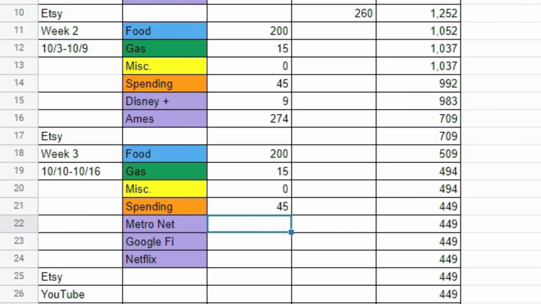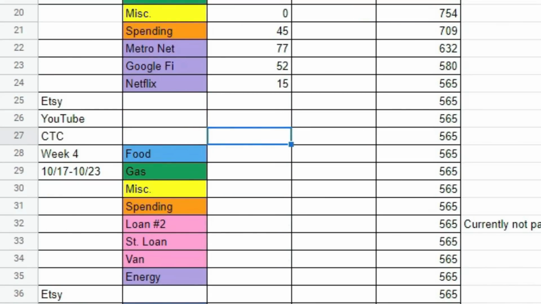That's just a huge weight off my shoulders, something I don't have to worry or stress about. Also, I signed up for auto payments on that, so I don't have to worry about going in and paying it manually anymore. That's a huge change and big relief for us. Okay, moving on to MetroNet. MetroNet is our cable, and that's going to be about $77. Google Fi are our cell phones, and that is $52, and Netflix is $15. We were paying $20 recently, but we've now changed that to $15. It's a different, cheaper plan.